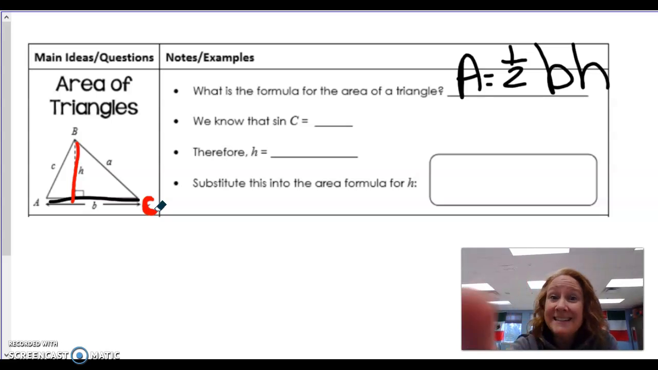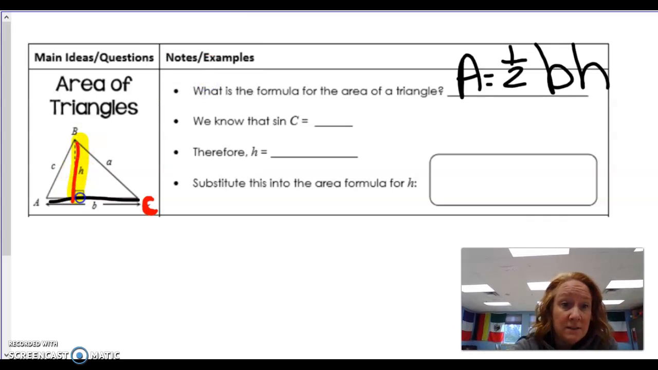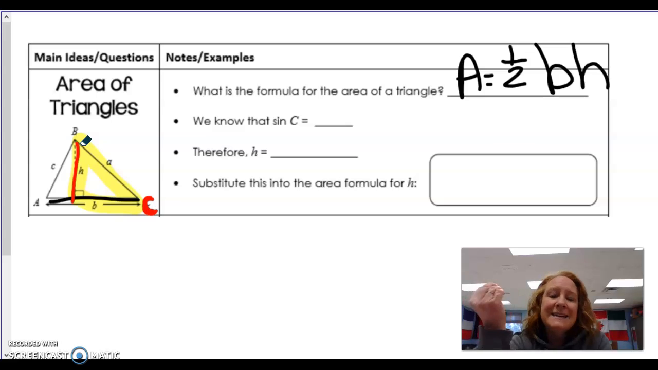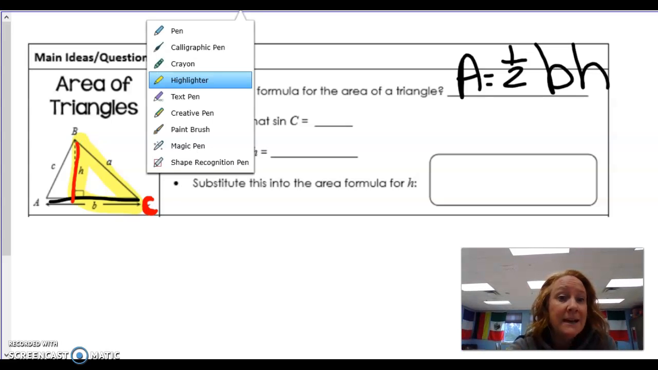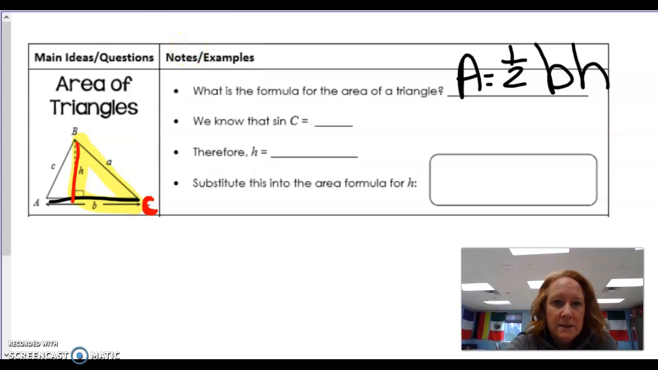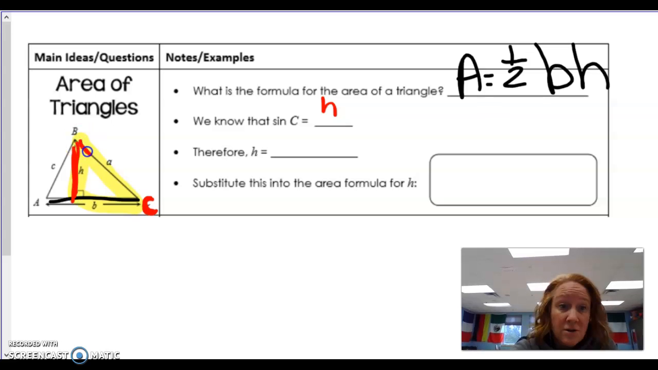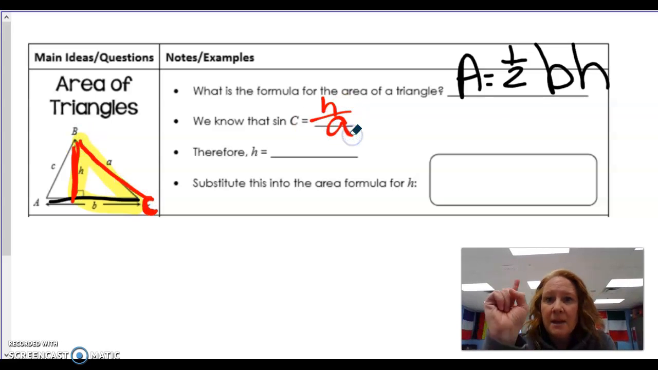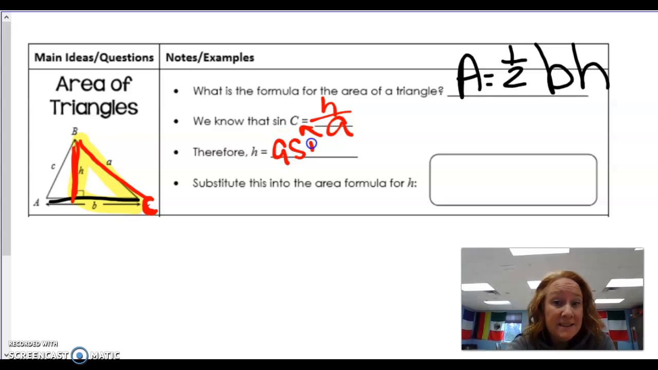Okay, if that's the case, in this little triangle that I'm going to highlight, if I drew this little triangle right here, then I could find the sine of C. It would be the height, that h value, over the hypotenuse, which is A. Do you see it? So we know that sine C is the opposite, which just happens to be h, over the hypotenuse. Therefore, h equals A times the sine of C.